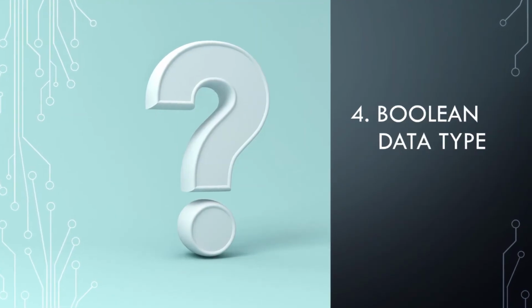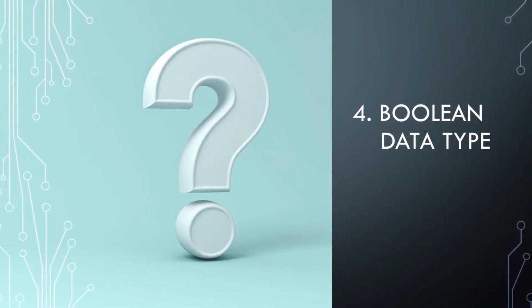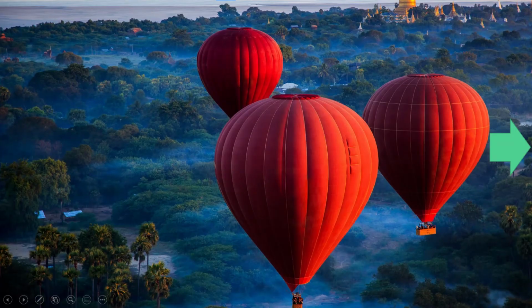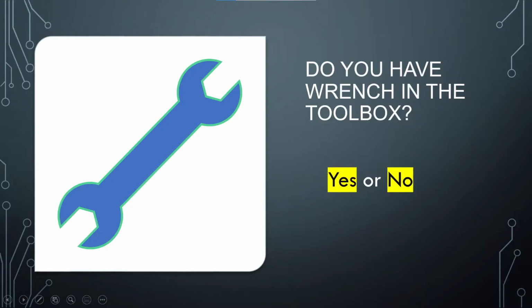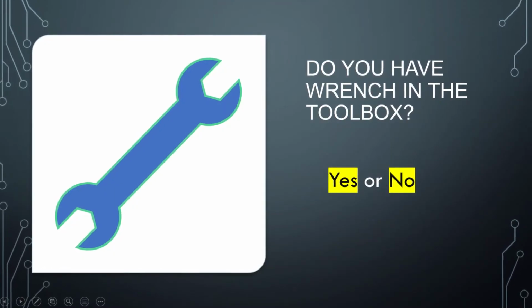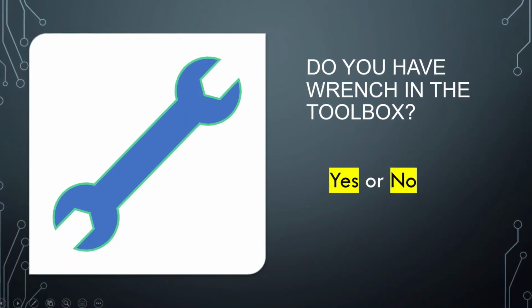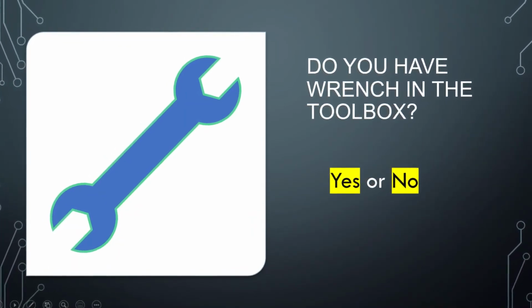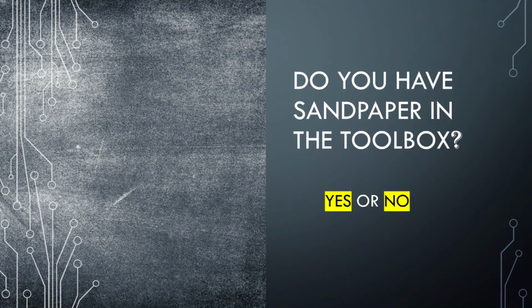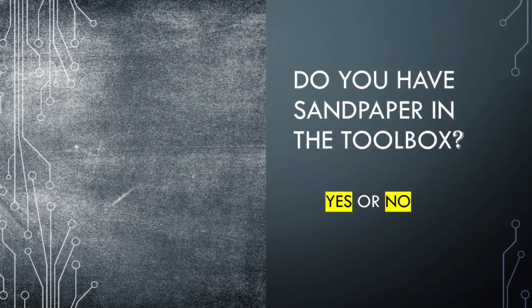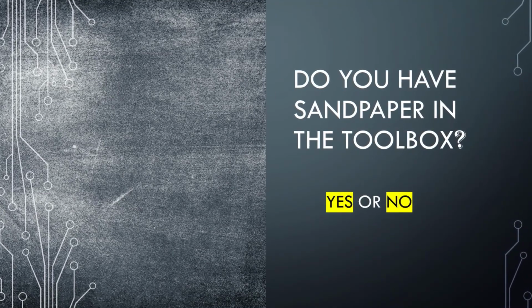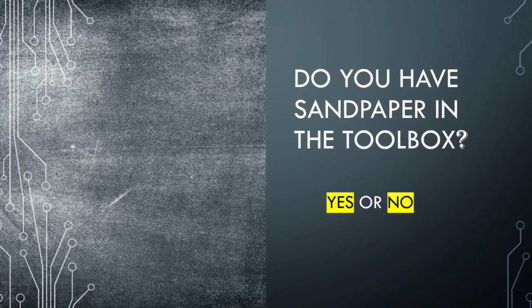The next data type is Boolean. Now instead of getting too technical, we will talk about the Boolean data type with given examples. If anyone asks you, do you have a wrench in the toolbox? If you have a wrench, then you will say yes, otherwise no. If anyone asks you, do you have sandpaper in the toolbox? If you don't have sandpaper, then you will say no, otherwise yes.